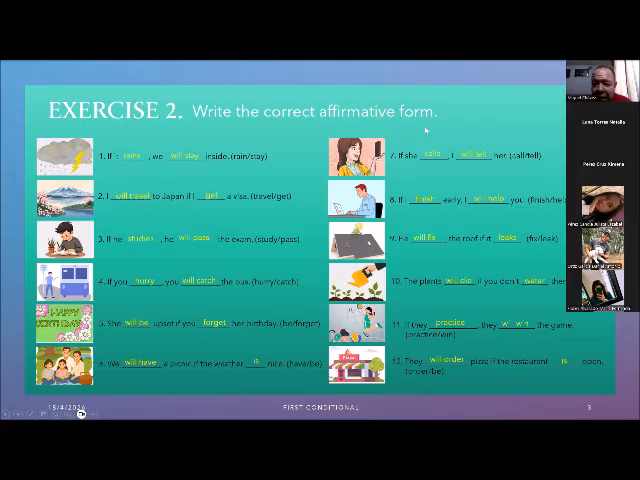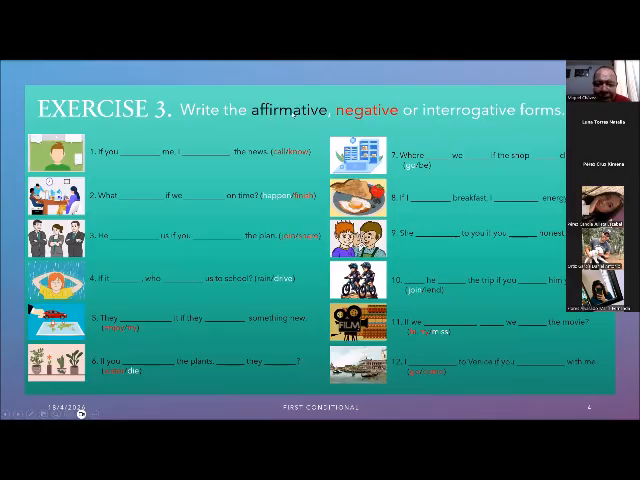Let's continue with exercise number 3. Write the affirmative in black, negative in red, or interrogative forms in white. Okay? Okay, let's see then. Take into account the color of the verbs, please. Who can help us with number 1? If you don't call me, I won't know the news.